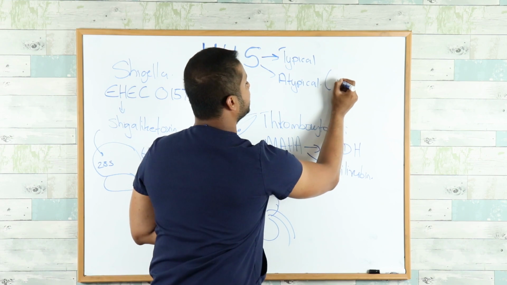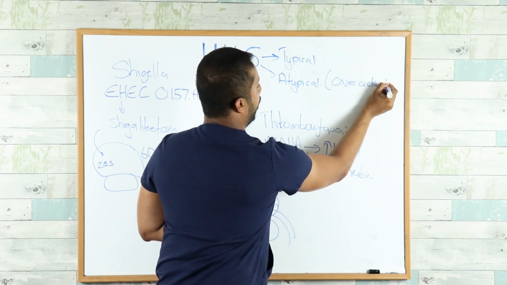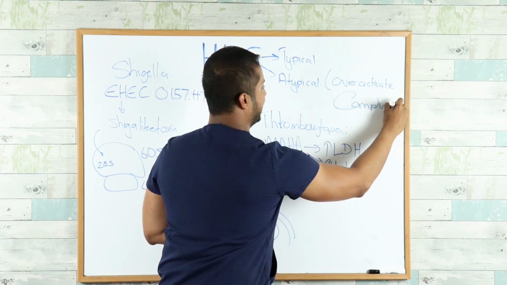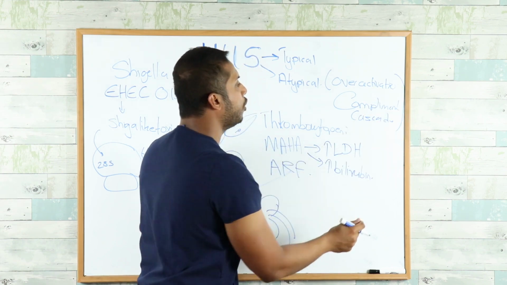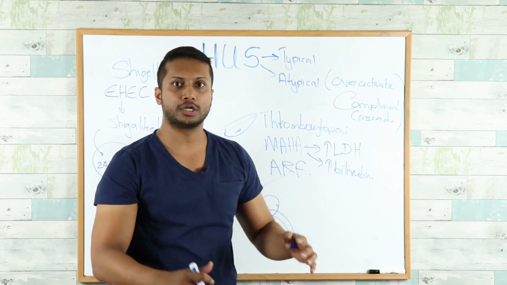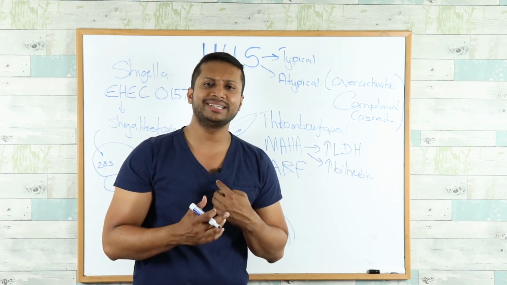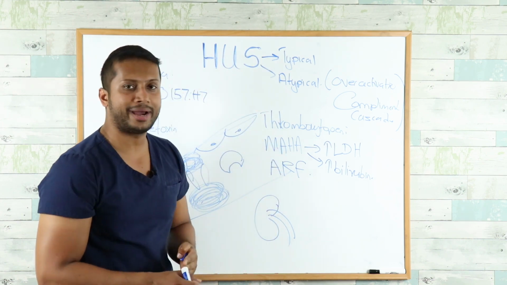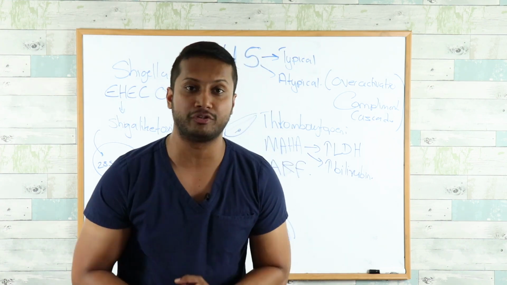In atypical, it is due to overactivation of your complement cascade, guys. That's it, right? So why it happens, we don't completely know, but we know it is because of your overactivation of your complement cascade. All right, so the reason, again, why is it so important to know whether it's a typical HUS or an atypical HUS? Because for atypical HUS, you actually have treatment, guys.